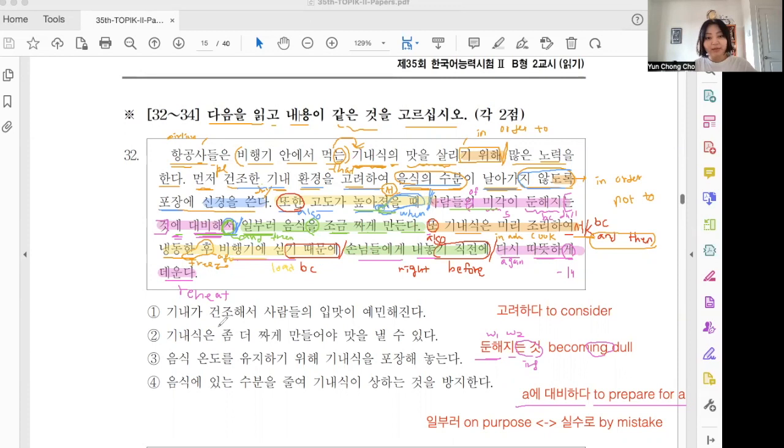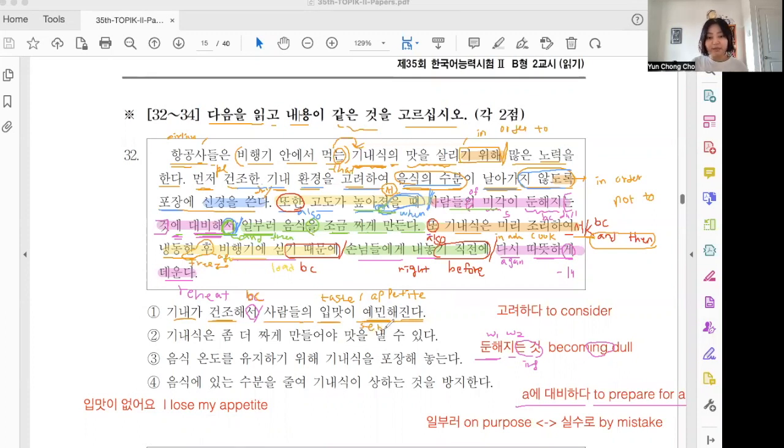Okay, let's look at the options. Number 1. 기내가 건조해서 사람들의 입맛이 예민해진다. 자, 건조해서, because 기내, the in-flight. Because the in-flight is dry. 사람들의 입맛이 예민해진다. The people's taste, 입맛, taste, or appetite. 입맛이 없어요. I lose my appetite. 사람들의 입맛이 예민해진다. 예민해지다. Become sensitive.